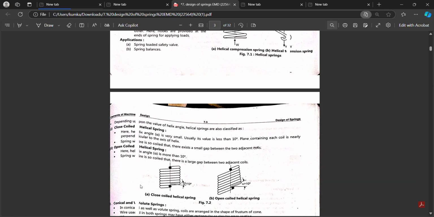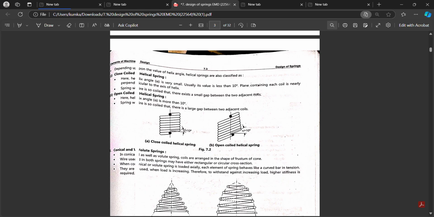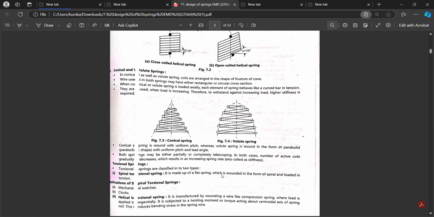Another type of the spring is the closed coil helical spring and the open coil helical spring. If the angle between the two wires is less than 10 degree, then it is called the closed coil helical spring, and if the angle is more than 10 degree, then it is called the open coil helical spring. These are conical and volute springs. As per the shape, you can understand this.